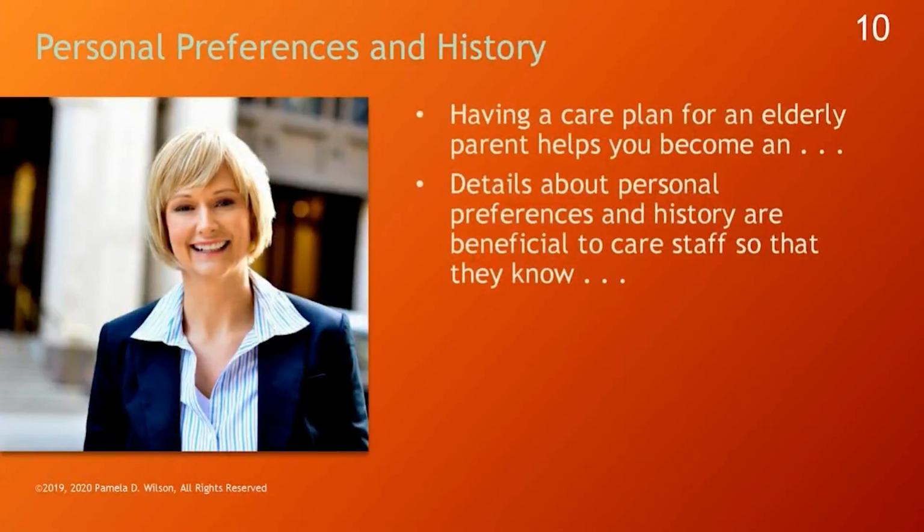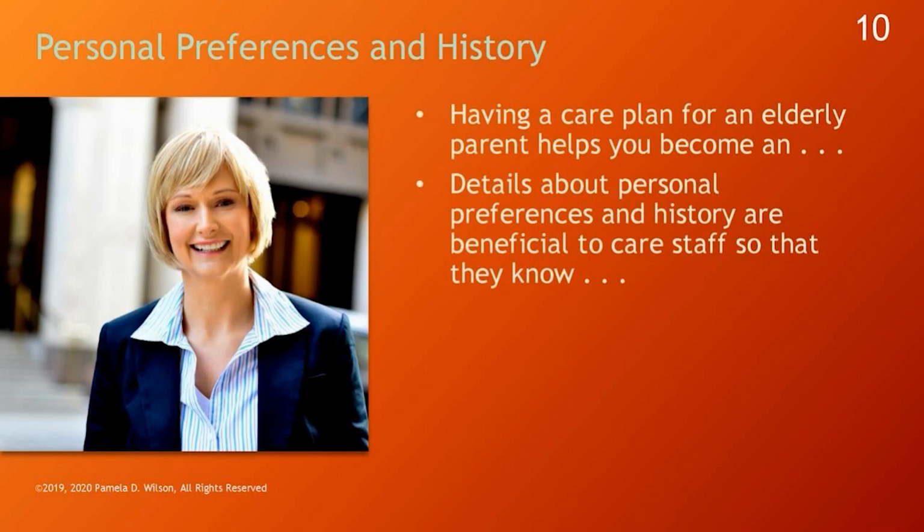You also want to document personal preferences and history. The details of your elderly parent's personal history are important. The care plan is the beginning of helping you become an advocate for an elderly parent. All of this personal history and these preferences are essential when your parent is hospitalized, in a nursing home, or in a care community. The details you provide from this document help the staff know and understand likes and dislikes, preferences for care that they would have no way of knowing about.